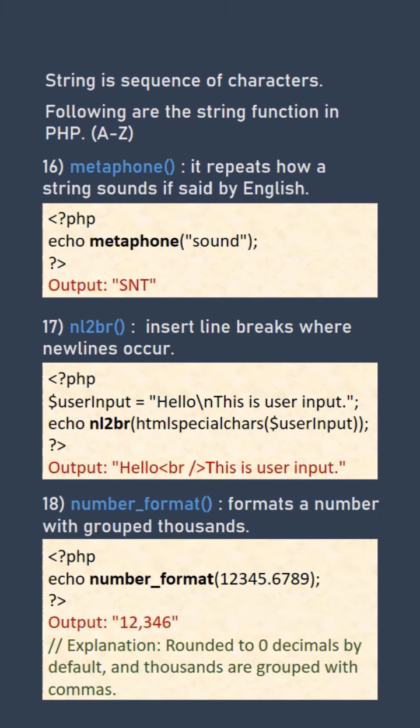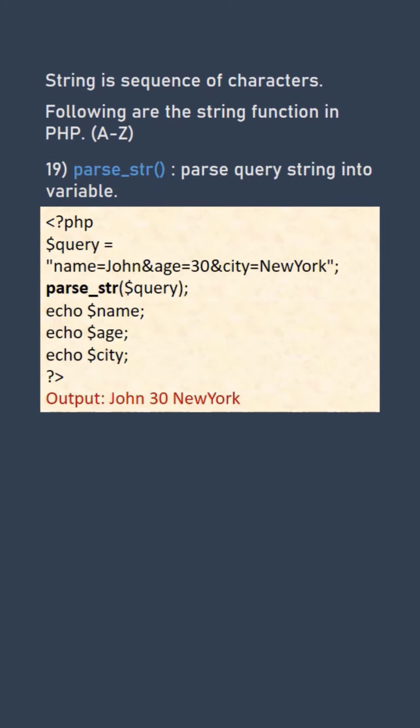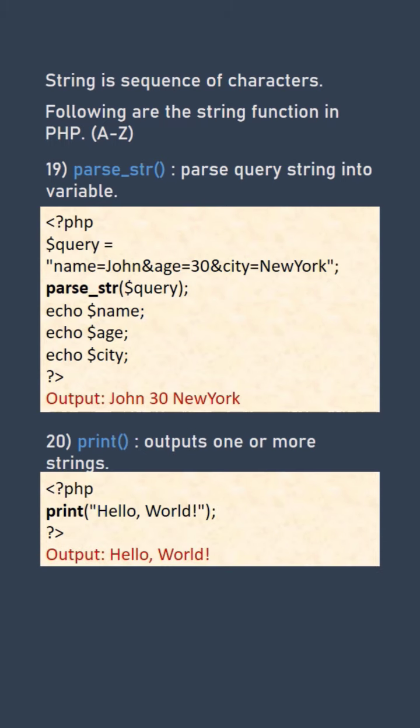18. number_format. This function formats a number with grouped thousands. 19. parse_str. This function parses a query string into variables. 20. print. This function outputs one or more strings.